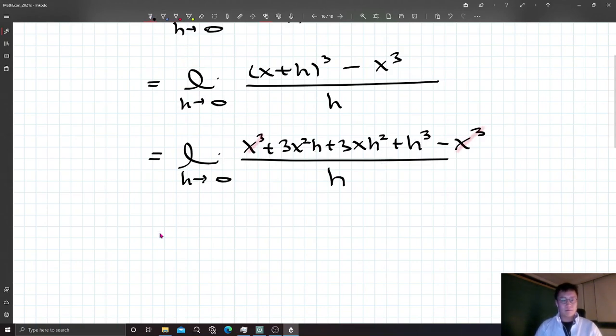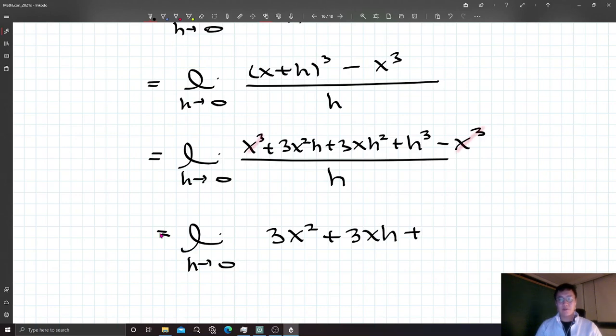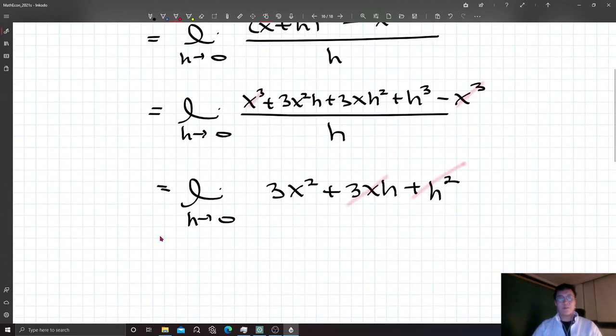So the first term is going to be 3x squared, the second 3xh, and the last one h squared. Okay? So I can see that these two terms will go away as h goes to 0. Right? So I'm left with just 3x squared. That is the derivative of x cubed.